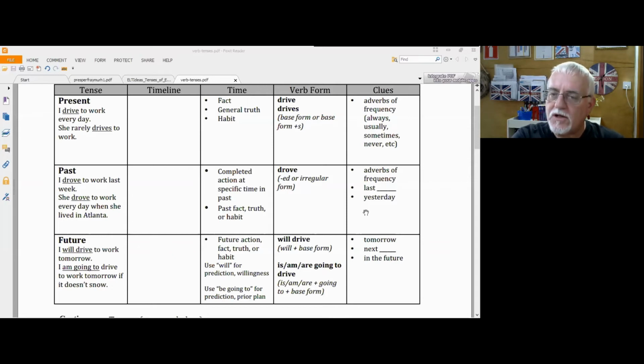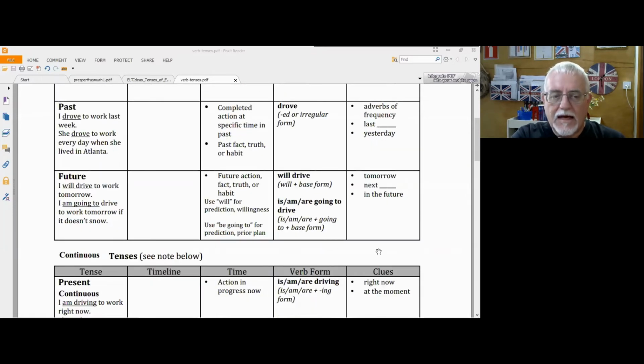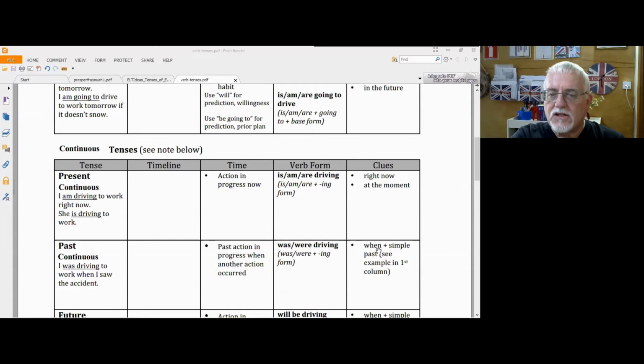And the trigger words, or indeed the clues, are given here. Tomorrow, next day, next week, next year, next month, in the future. Yeah, these are all trigger words that you can use with the simple future tense. Okay, so now let's look at continuous tenses.